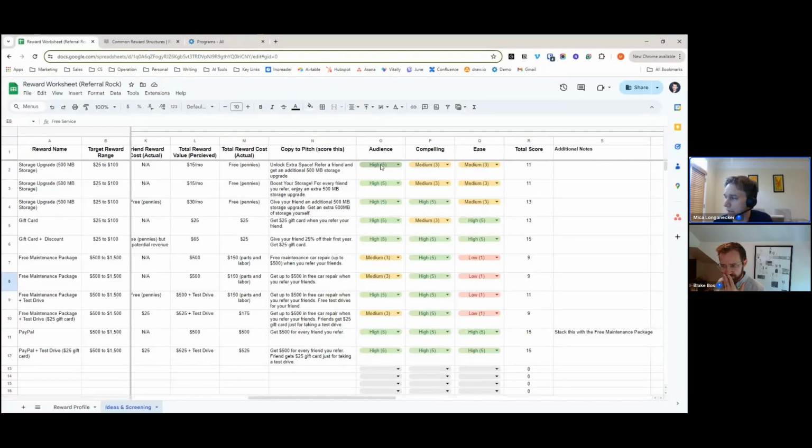So this is that ACE scoring I mentioned: high, medium, low. Depending on, does it connect with the audience? Is it exciting? Is it a compelling offer? And how easy is it to fulfill? That'll give you a total score. And that's kind of the start of this.